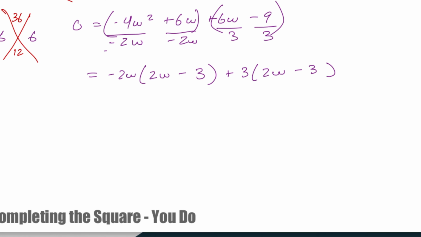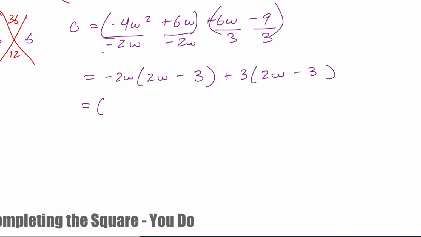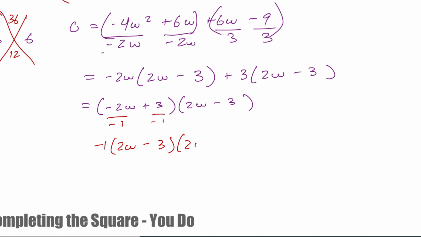Awesome. Now here, look what happens. We end up with negative 2w plus 3 times 2w minus 3. Okay, so these are opposites here. And remember, we need a binomial squared. So what we really need to do is just take out a negative 1 out of one of these. I do that, I get negative 1 times positive 2w minus 3 times 2w minus 3. I have the same binomial squared, so this is negative 1 times 2w minus 3 squared.